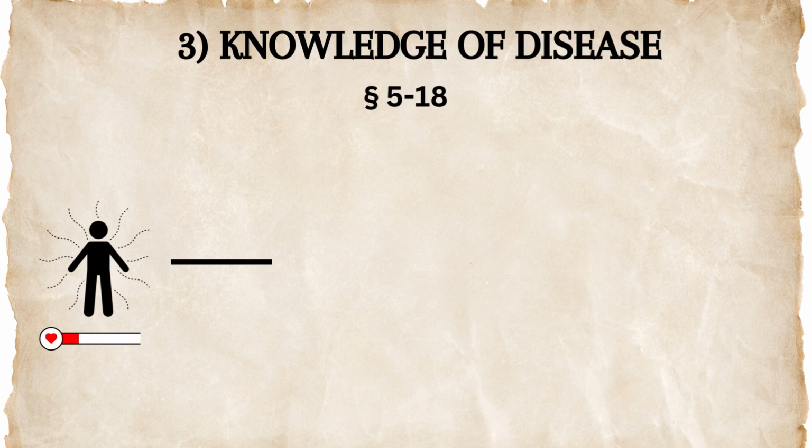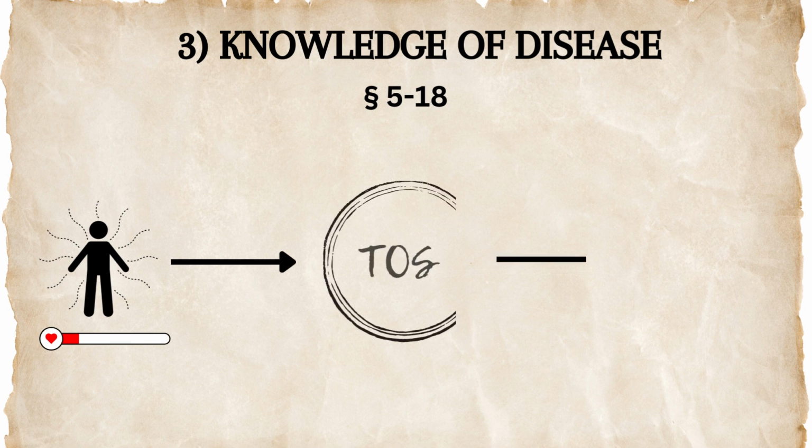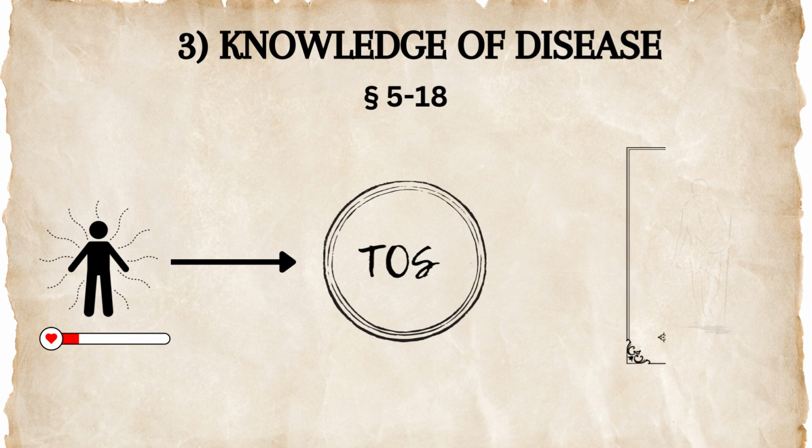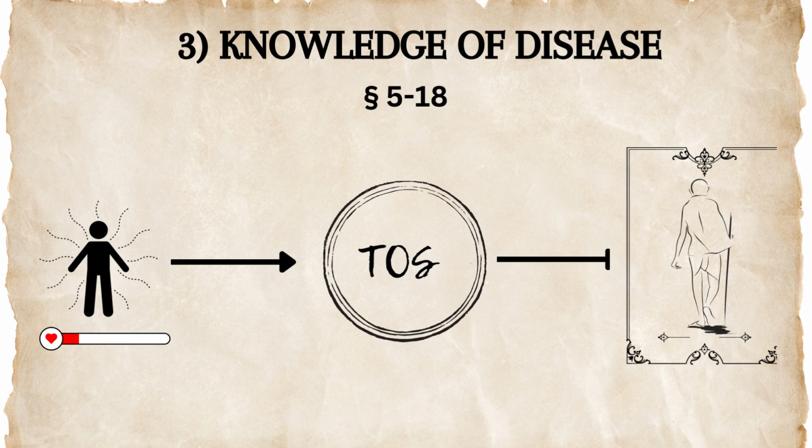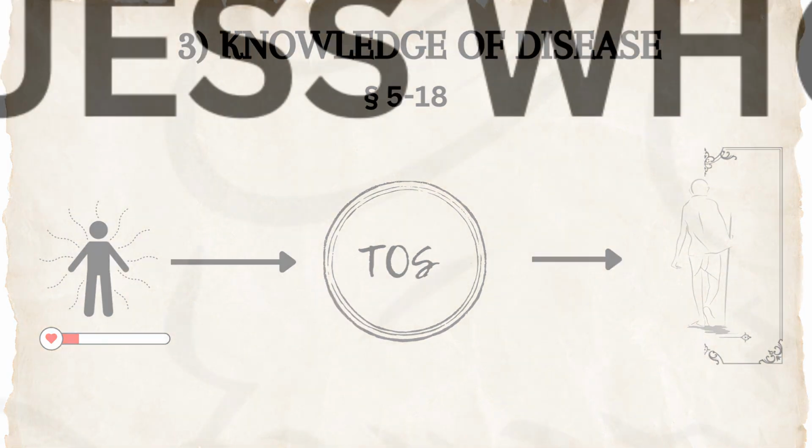The third point is the knowledge of disease, aphorism 5 to 18. We do not believe that the cause of disease is materialistic, but it is derangement of the vital force which is expressed in the form of signs and symptoms, which forms the totality of symptoms leading to the portrait of the disease. What is the portrait of disease?